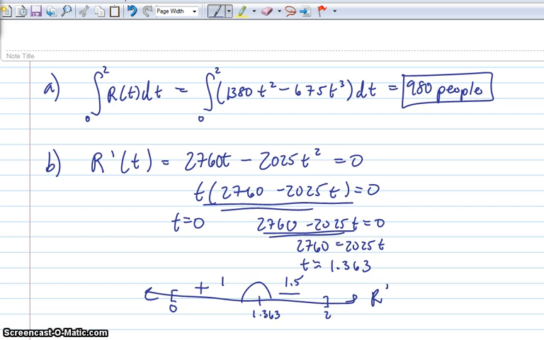Then for the next part, it says justify your answer. So we would just say that r has a maximum at time about 1.363.